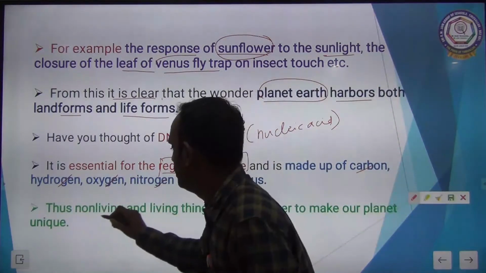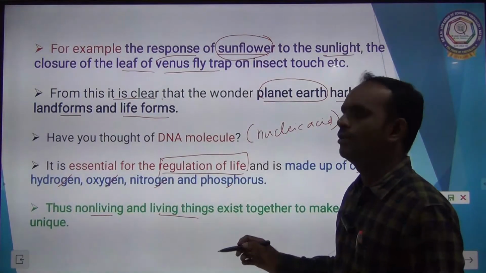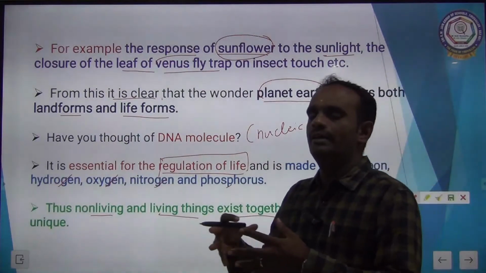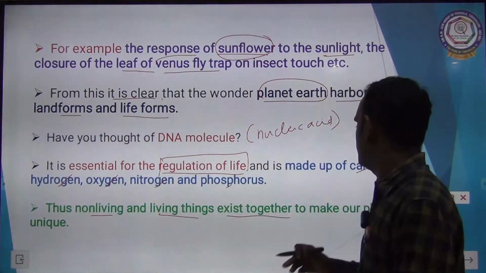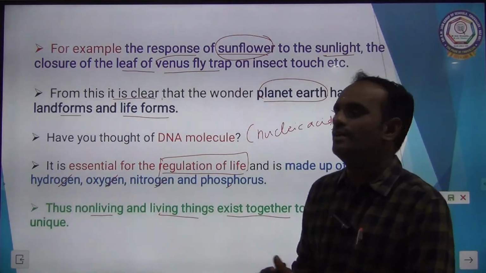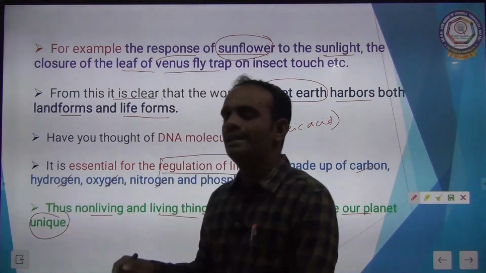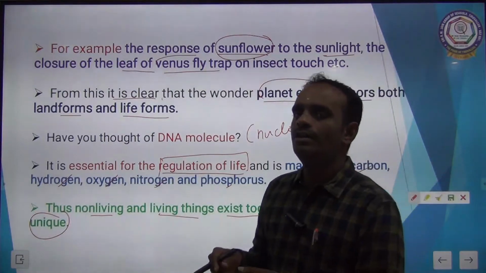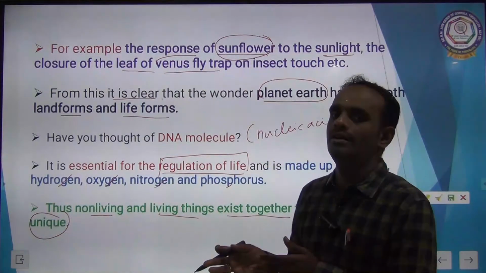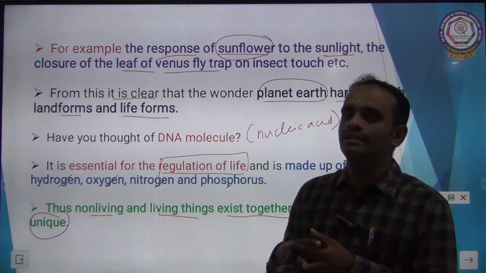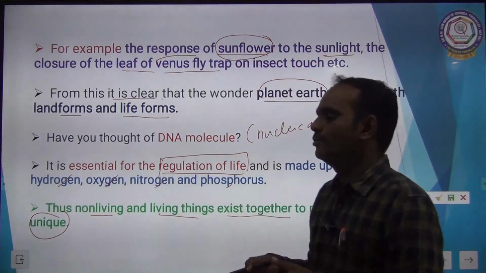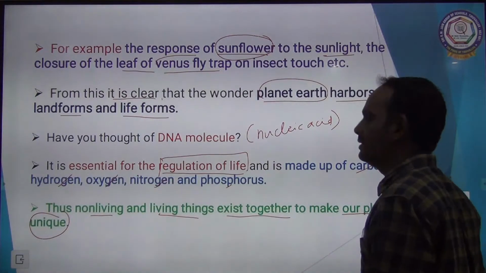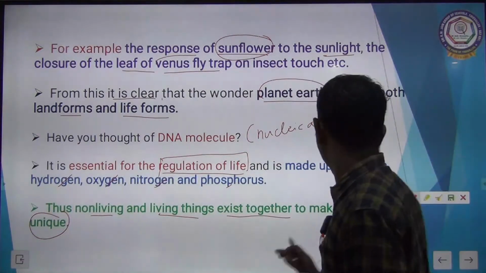Thus, non-living things and living things exist together. All they present, they exist together to make our planet unique. Unique means very special. So in our earth, all living things as well as non-living things, living organisms and non-living things, exist together. They combine together to make our planet earth unique. Clear, children?